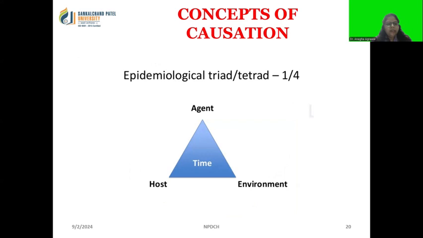Now, the second concept is the epidemiological tetrad. Okay. Now, what do you mean by epidemiological tetrad? As we had the triad, now we have the tetrad. That means there are four things which are of importance.